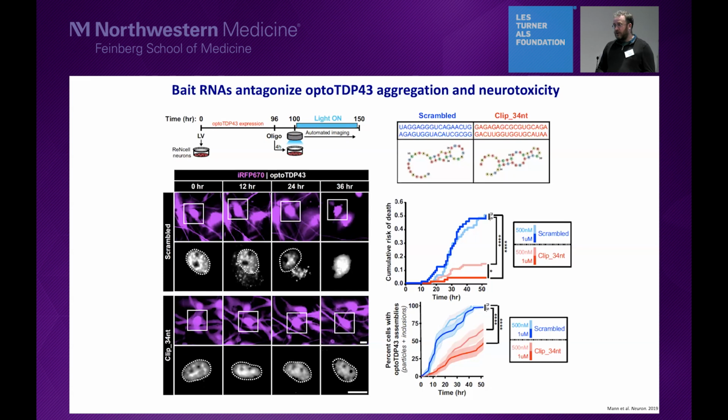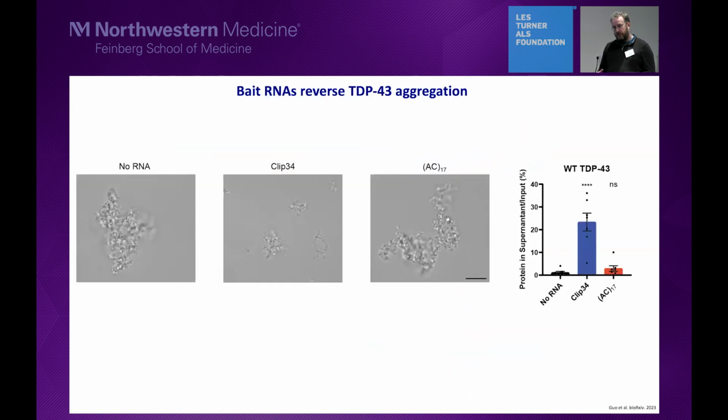But of course, you'll recognize that this is a prevention paradigm. And what we'd really like to do is target these TDP-43 inclusions once they've already formed. And so in this experiment, what we're doing is pre-assembling the recombinant TDP-43 into aggregated forms, and then simply treating with CLIP34 or the AC17 control. And what we see is that we are actually able to partially dissolve these preformed inclusions of TDP-43 with CLIP34, but not with AC17. We're actually able to recover about 20 to 30% of soluble TDP-43 from these pre-aggregated structures. So that's in a test tube.